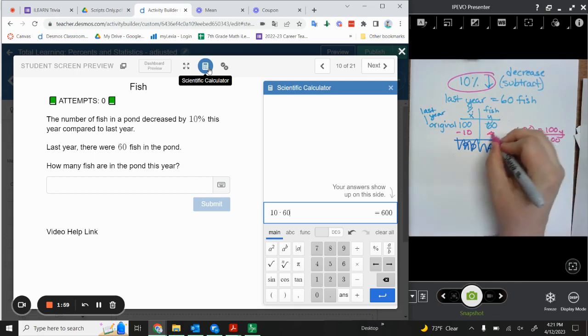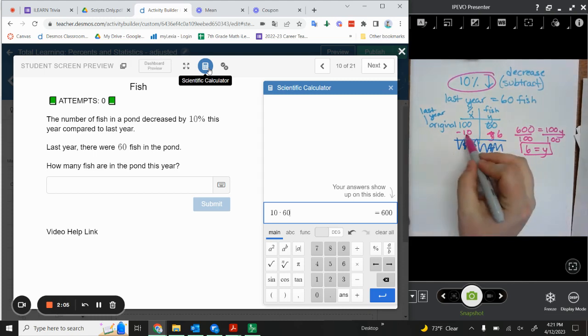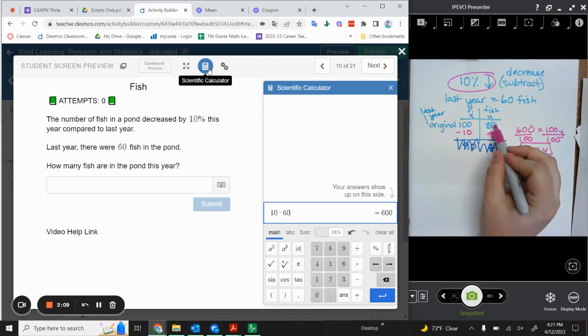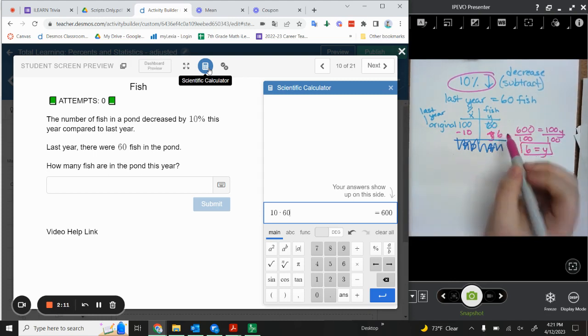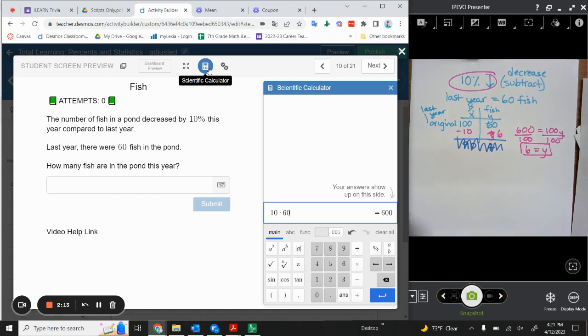Now, if I replace that in here, that's all good and great, but that's not my answer. How many fish are in the pond? 6? No way. That's the 10% that decreased. So what I need to do then is say, okay, well, it was 60. If I take 6 away, now I can go ahead and say that means I have 54 fish this year, which would be 90% of the fish from last year.